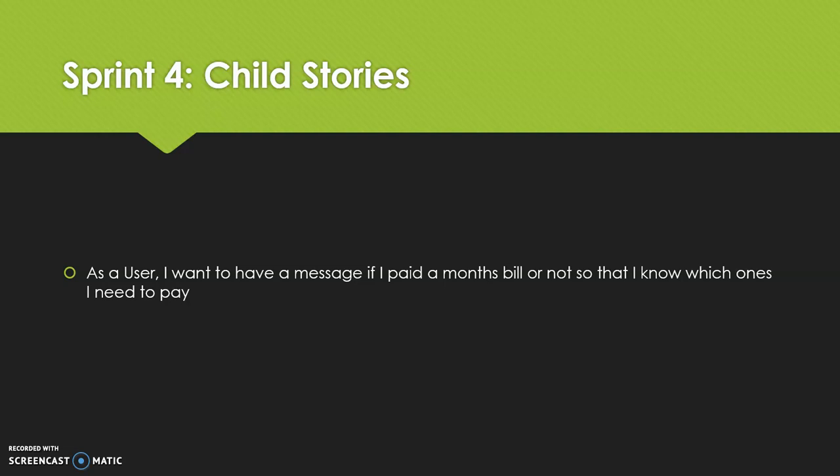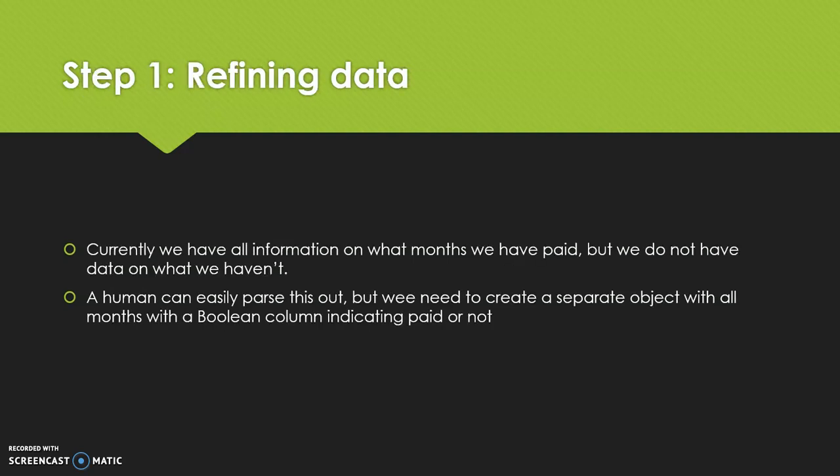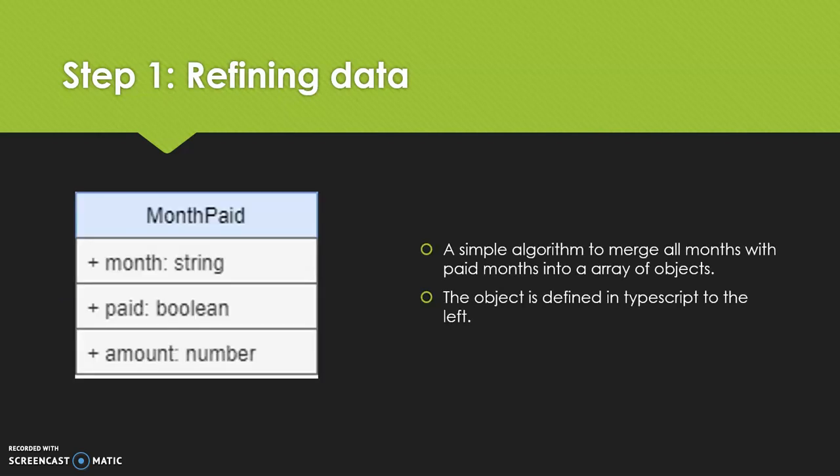Next child story. As a user, I want to have a message if I paid a month's bill or not, so that I know which ones I need to pay. So step 1, refining data. Currently we have all the information on what months we have paid, but we do not have data on what we haven't. A human can easily parse this out, but we need to create a separate object with all months with a Boolean column indicating paid or not.